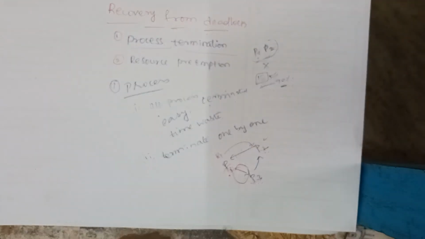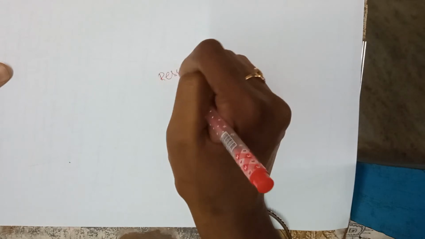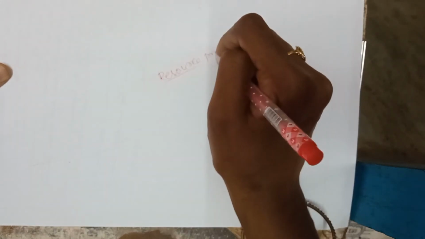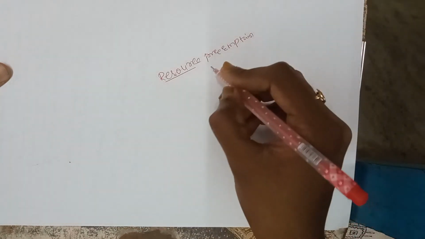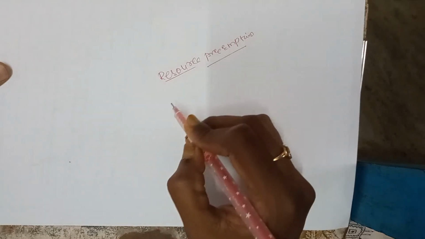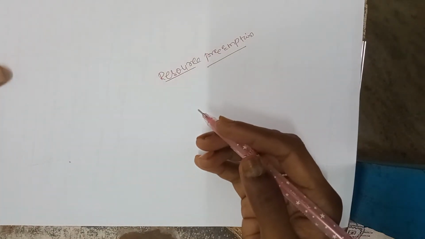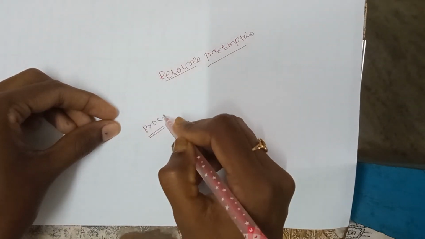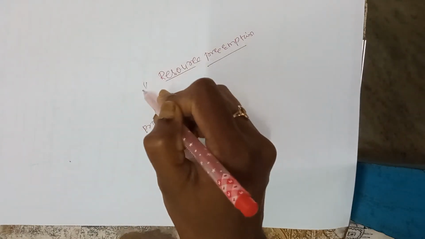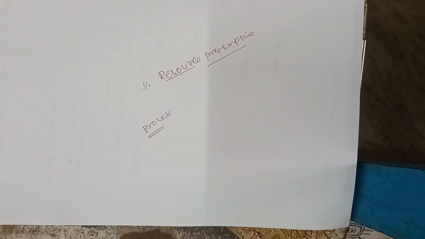Now we'll see resource preemption. Resource preemption is nothing but whatever resources we have, we have to take them away. In the previous case, we terminated processes. Now, in this technique, we have to take away the resources so that the process will be removed from the operating system and the resources will be given to the other processes.